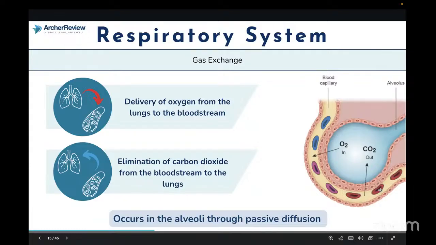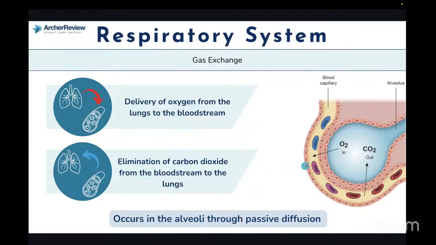So I want to give some visuals to that concept of diffusion and concentrations. Within your alveoli here, so here's one cluster, it's surrounded by blood, a capillary to be exact. So this blood capillary is going to deliver gases. The gas exchange is going to occur between the alveoli and the blood itself.